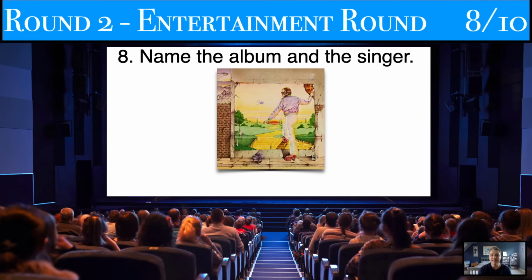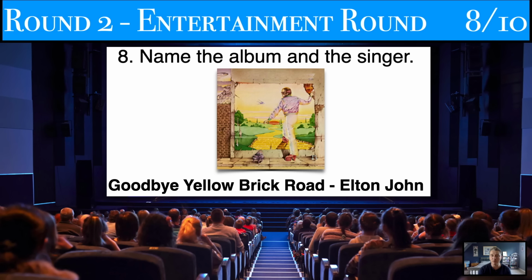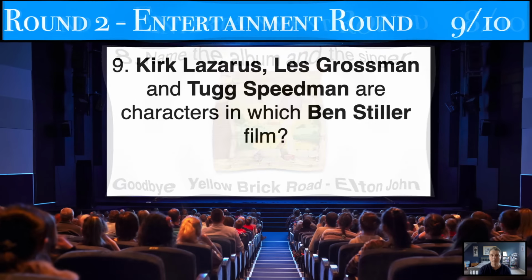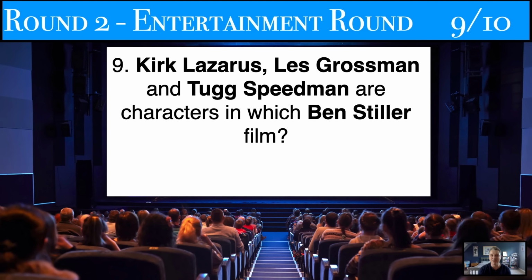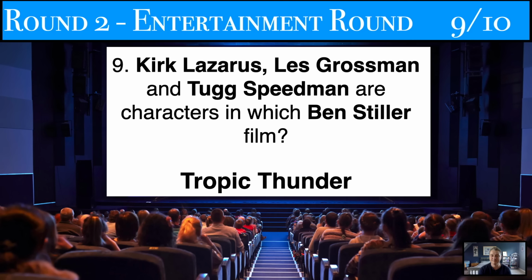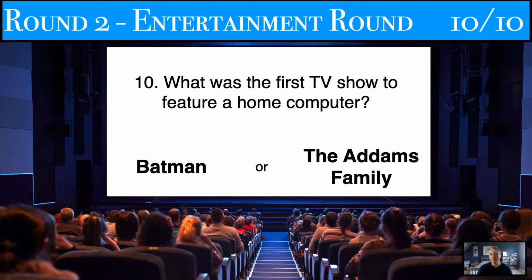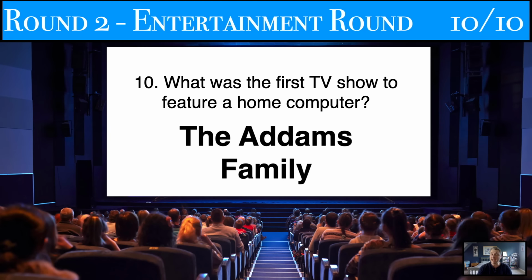And number eight, the name of the album and the singer, so half a point for each. The album is Goodbye Yellow Brick Road by Elton John. And number nine, Kirk Lazarus, Les Grossman and Tug Speedman are characters in Tropic Thunder. And the last one, number 10, the first TV show to feature a home computer was The Addams Family.